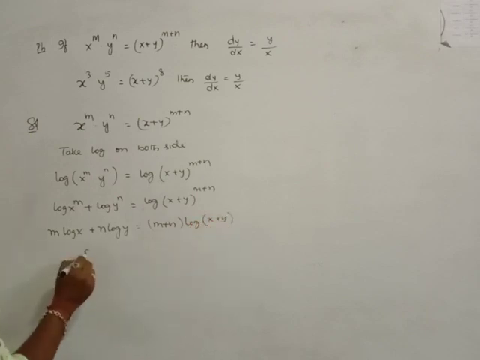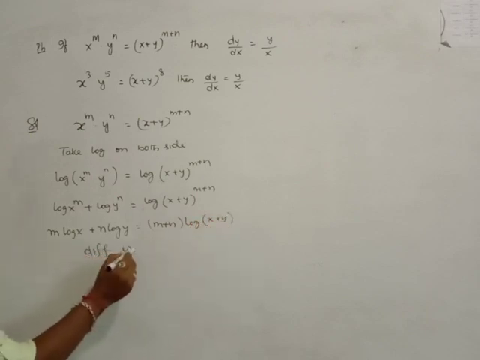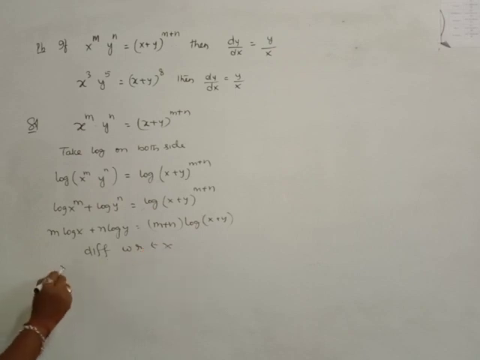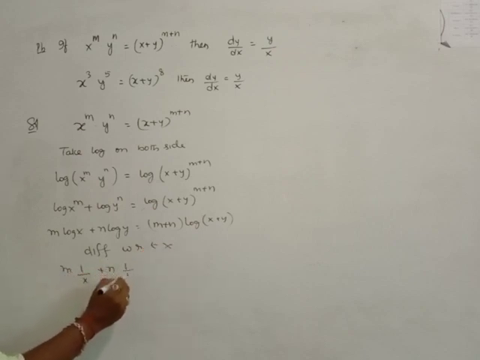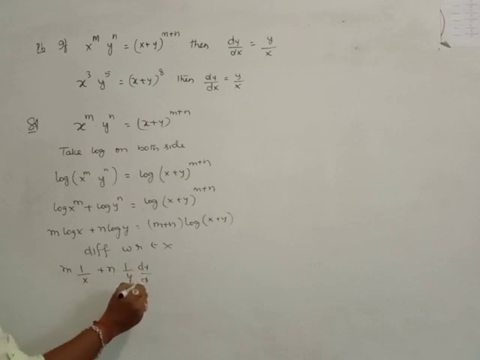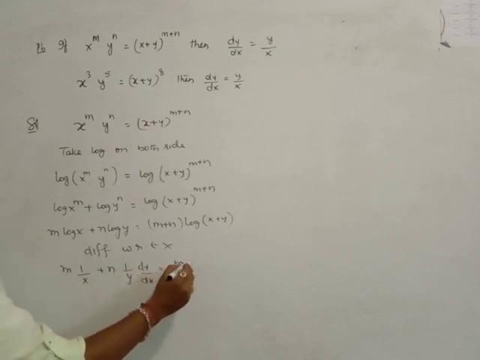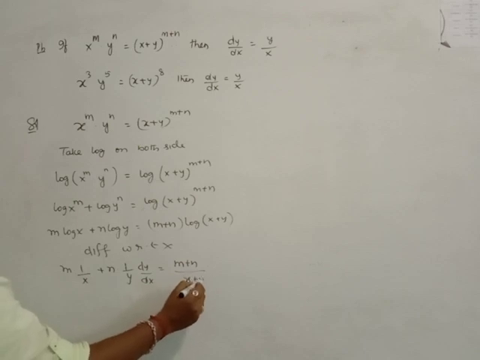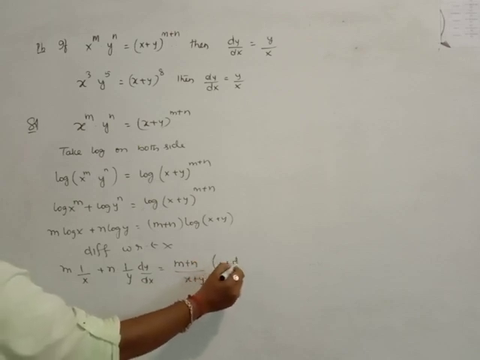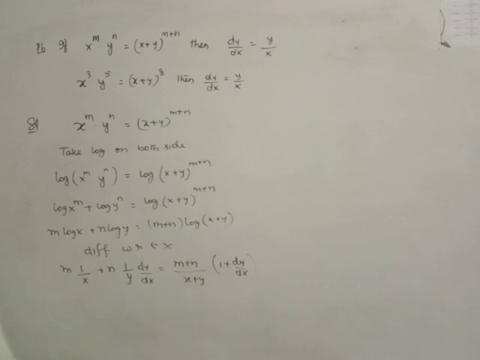Now go for differentiation. Differentiate with respect to x. m into the derivative of log x is 1 by x, plus n into the derivative of log y is 1 by y dy by dx, is equal to (m plus n) by (x plus y) into the derivative of (x plus y), which is 1 plus dy by dx.